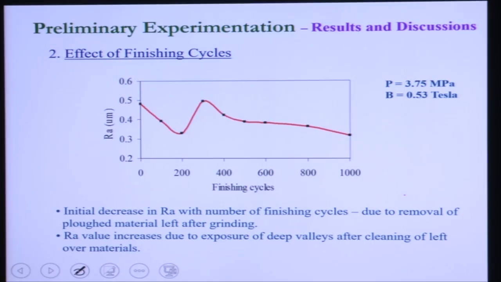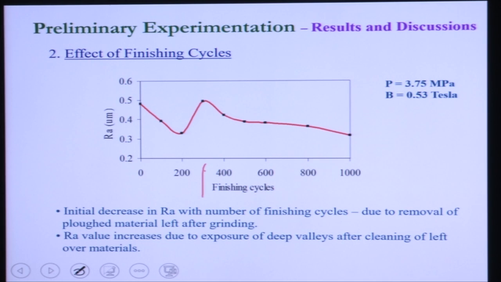Now, with increasing the finishing cycle from 100 to 200 cycles, you can see the final surface roughness reduces. But when we increase from 200 to 300 finishing cycles, you can see the final surface roughness increases again. So what is the reason here? Why does surface roughness improve in the initial few cycles, and why does it deteriorate after that?